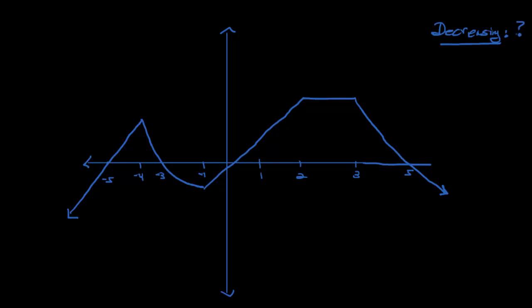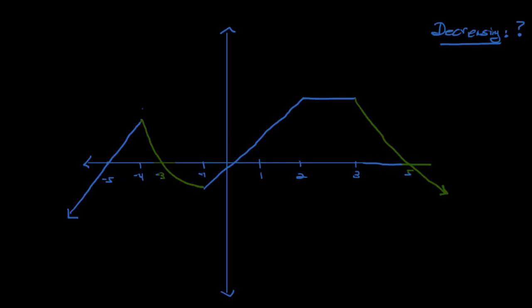And it may help you to highlight or color in the portions where our function is decreasing. So hopefully now you did that and you came back. I'm going to go ahead and change the color so hopefully you can see it on your screen that this portion is going to be decreasing here because it's going from top left to bottom right, and then it's also going to be decreasing over here because it's going from top left to bottom right one more time. So in this circumstance, we have two different intervals where our function is decreasing.